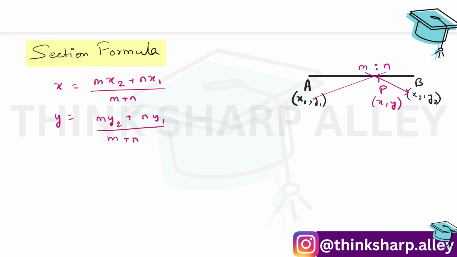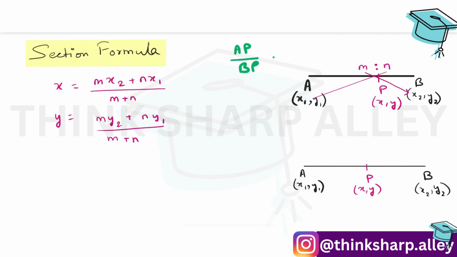Now, if P lies exactly in the middle of AB, that is, let's say like this, which means AP is the same as BP. Over here, the ratio m is to n means AP by BP is equal to m by n. But here, since AP and BP are the same because P is in the middle, the ratio is going to be 1 is to 1, because the lengths of both the parts are the same. So the ratio is going to be 1 is to 1.